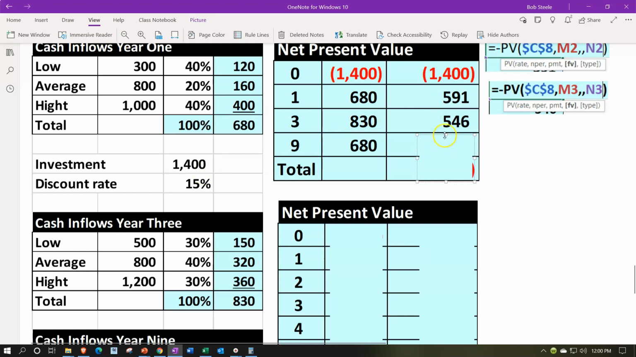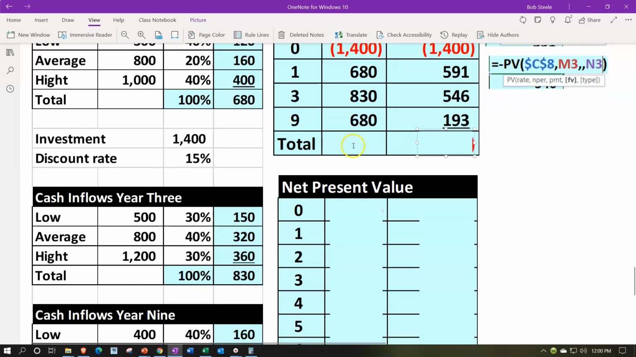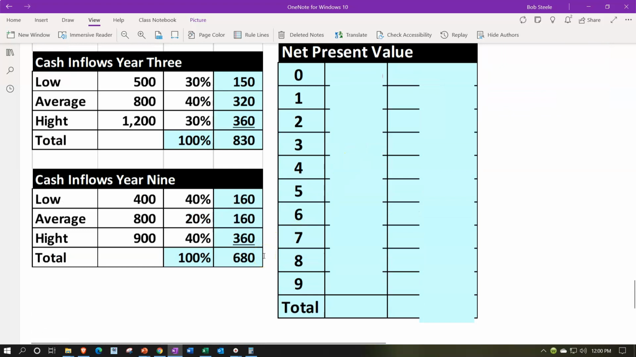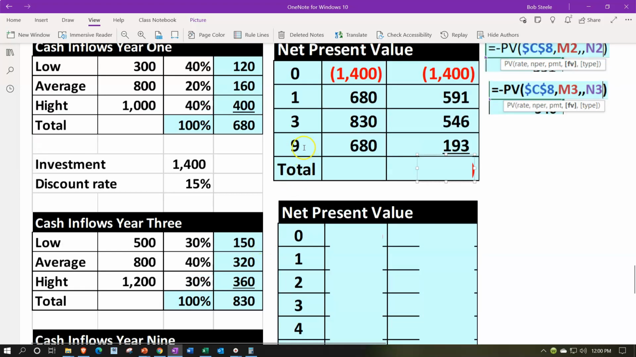And then year 9, we're saying nothing happened until year 9, where we had the expected value of the 680. So now we're going to take the year 9, the year 3, but was the 830. Year 3 was the 830 discounted back 3 years at 15% gives us 546. Year 9 is the 680, which we're going to discount back 9 years at 15% to give us the 193. Then if we sum these up, we get a negative 70.